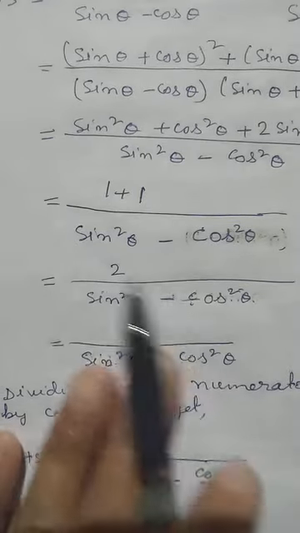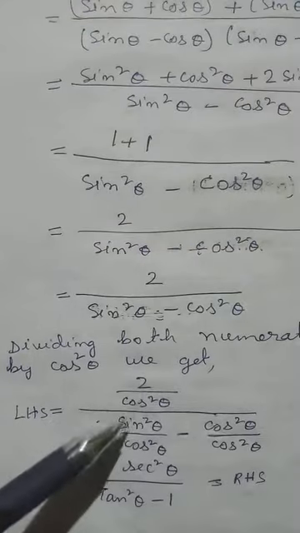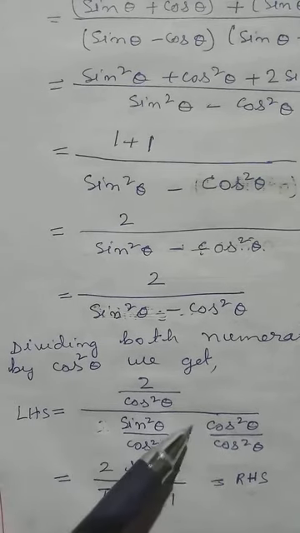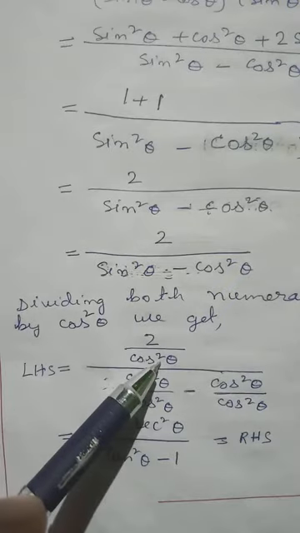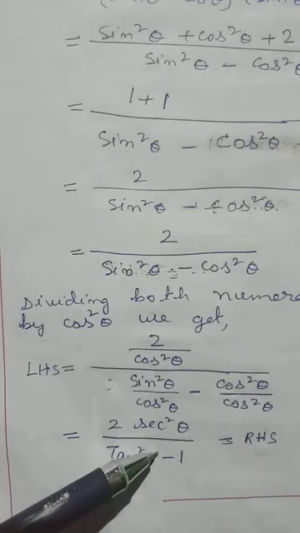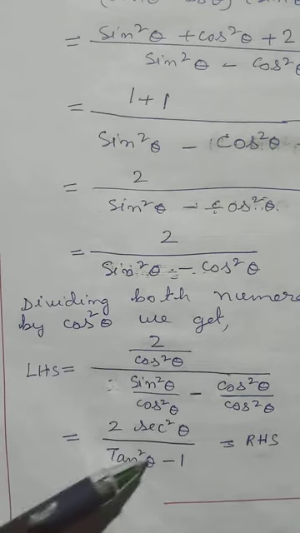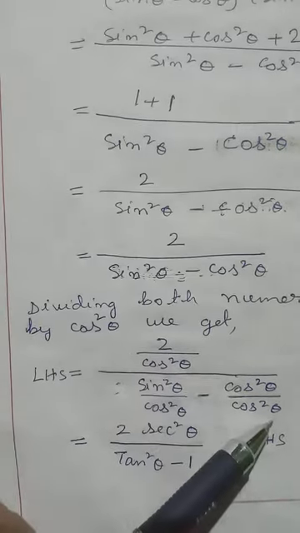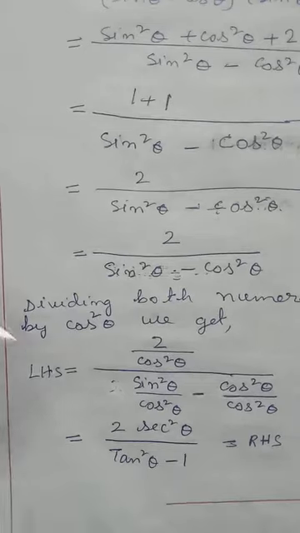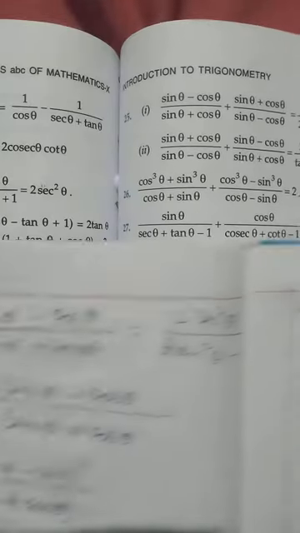So in that case, we can write 2 by cos theta, sine square by cos square minus cos square by cos square. So 1 by cos square here becomes sec square theta according to the relation. Sine by cos equal to tan square theta. Cos divided by cos, we are left with 1, which is equal to the right hand side.